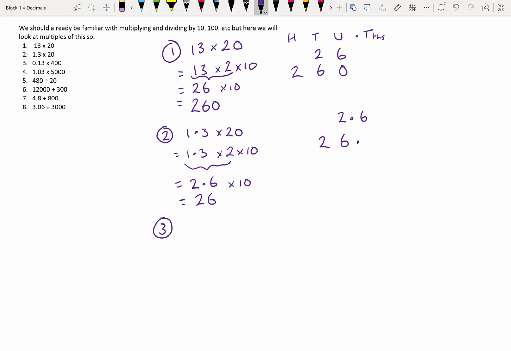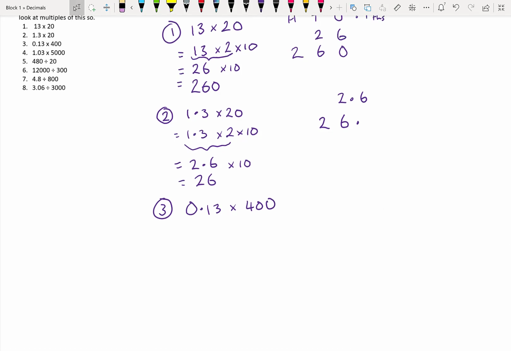Third example, okay, similar again. This one is 0.13 multiplied now by 400. The whole point in this being a multiple of 10 or 100 or 1000 is that it should have a few zeros at the end. We should be able to split that second number up. So I'm going to make it 0.13 multiplied by 4 multiplied by 100. I'm going to do it the other way around this time, just to show you that you can do it. So we are going to be working out in the order 0.13 multiplied by 100 multiplied by 4. I'm just swapping the order I'm going to multiply these two things.